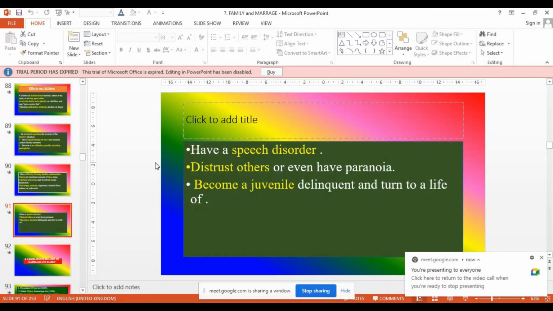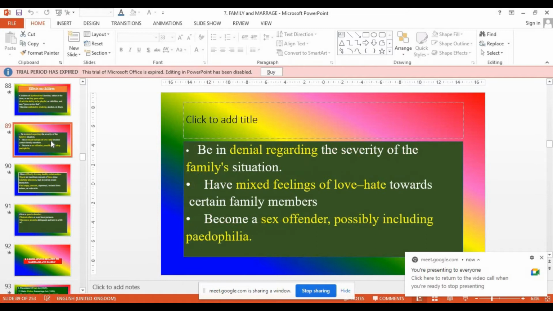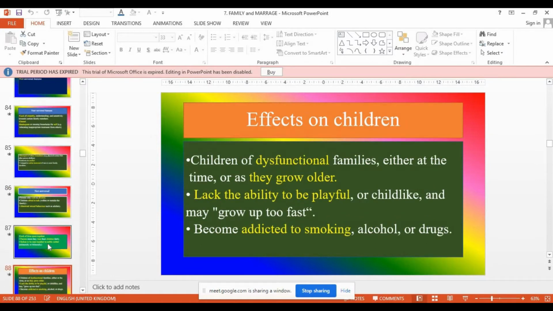Next specific feature, having speech disorder. Please wait till this. Oh, I'm sorry.